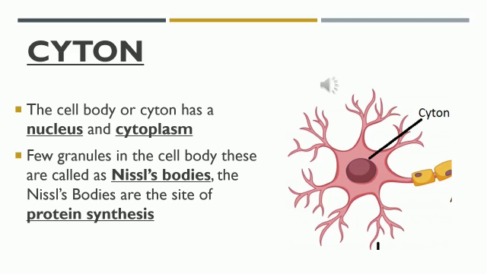Now let us study each part of the nerve cell. First we will look into the cyton. The cyton, also called the cell body of the neuron, has a nucleus within it and also cytoplasm. Here in the picture you can see how the cyton looks. It is a cell body with a large nucleus and also cytoplasm. There are a few granules present in the cell body, called Nissl's bodies. These Nissl's bodies are the site of protein synthesis. So this is the place where protein gets synthesized. This is about the cyton and its structure.